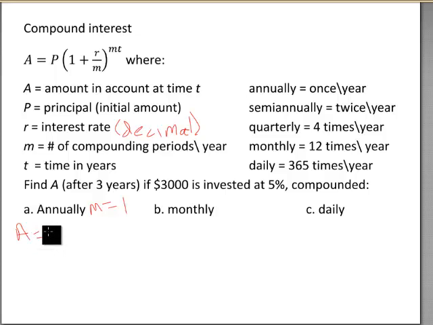So that's just 3,000 times 1 plus 0.05 to the third, because M times T is 3 in this case. So we have 3,000 times 1.05 to the third, and that gives us $3,472.88.